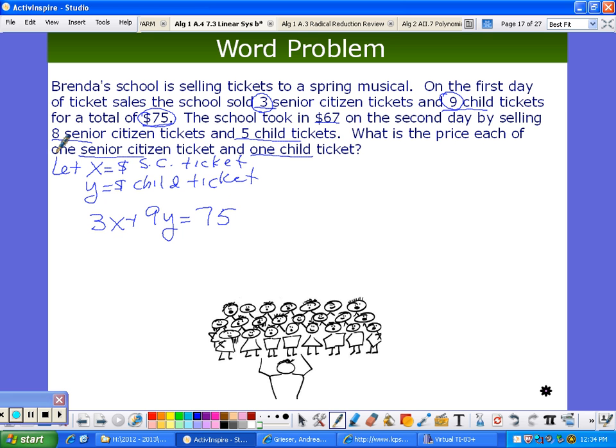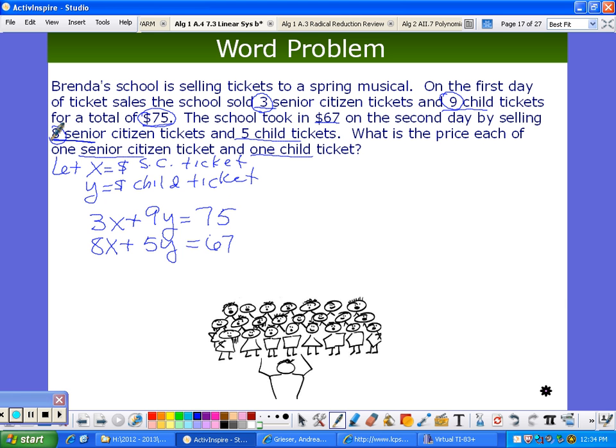What would the second equation be? Okay, what's the second equation? It would be 9x. No, 5x. Be careful here now. It says 8 senior citizen tickets. Which is your senior citizen, the x or the y? The x. 8x plus 5y equals 67. So be careful with the questions.